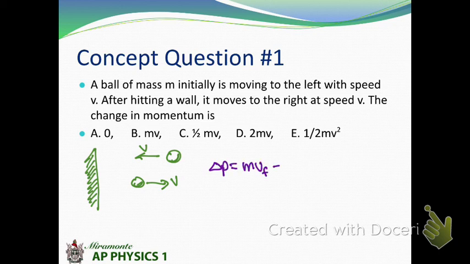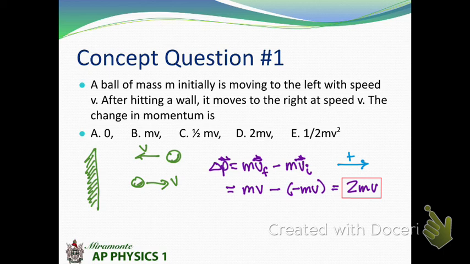Well, we remember that the change in momentum is mv final minus initial, and those should have little vector signs on the top, so I'm going to put little vectors up here. So final minus initial, I'm going to define to the right as positive. So I'm going to get mv minus a negative mv equals 2mv, because the final velocity was to the right, which is positive, and the initial velocity was to the left, which was negative. And so the change is minus a negative, or plus 2mv.